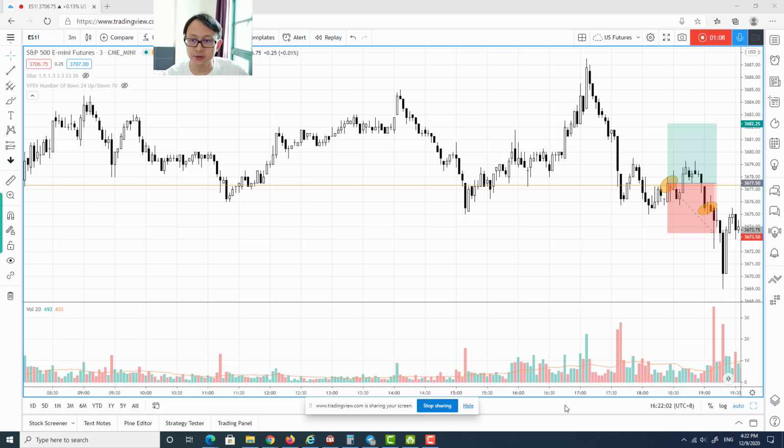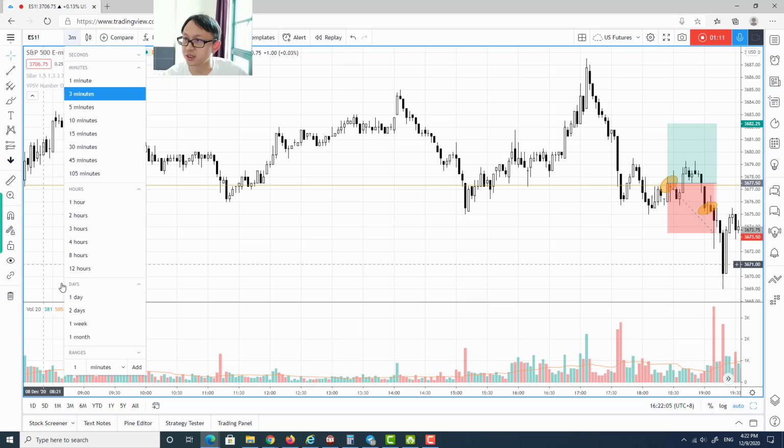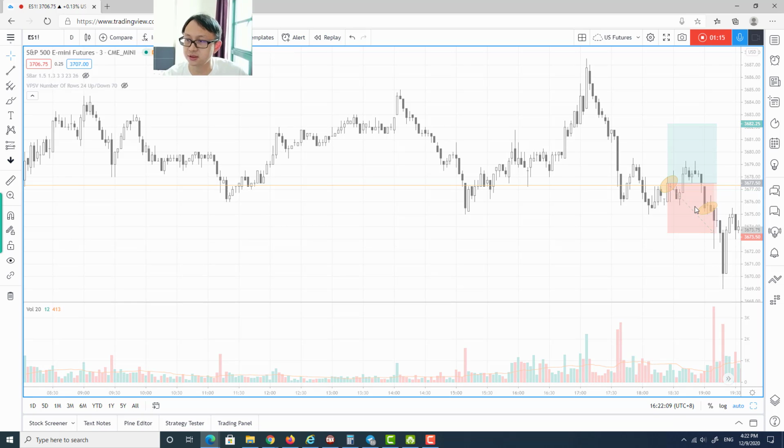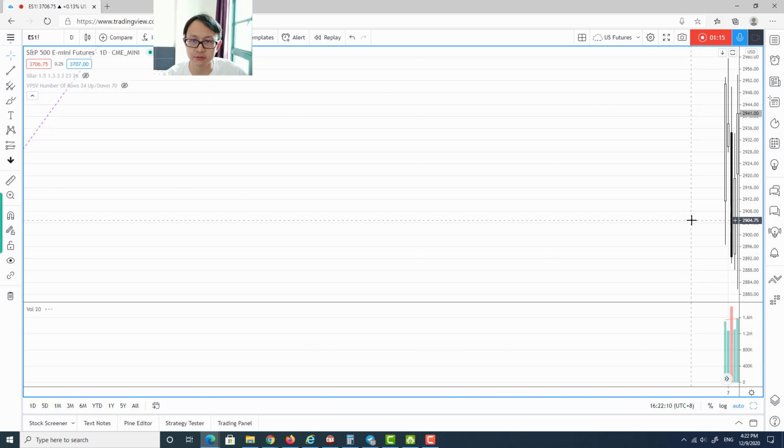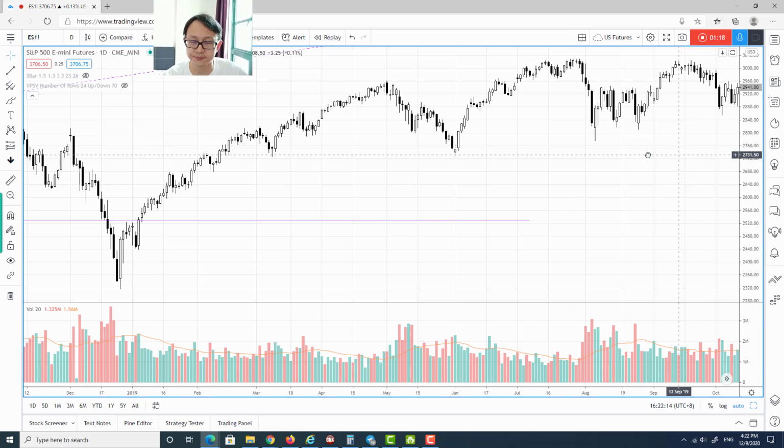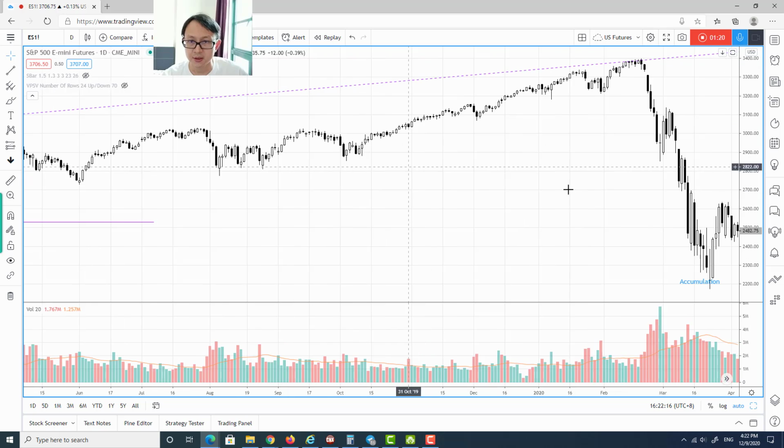Okay, so first of all, as usual, let me just get to the daily time frame and let's just start from there. Okay, so here we go. This is the daily time frame, and let's just drag it to the right hand side of the chart.